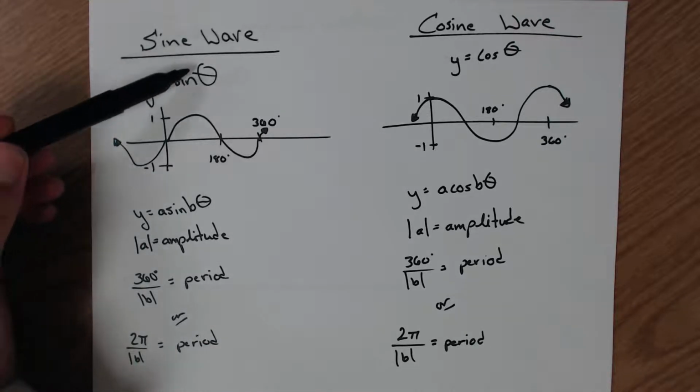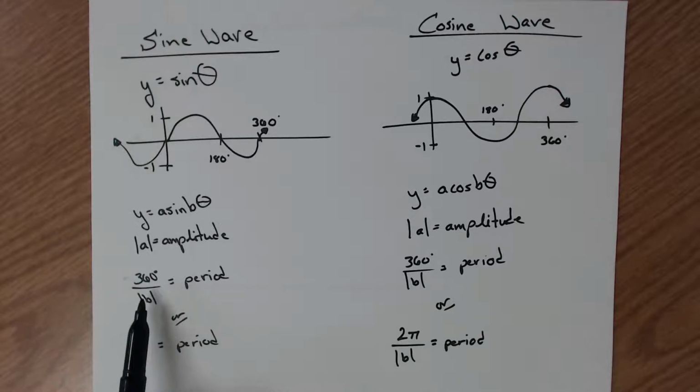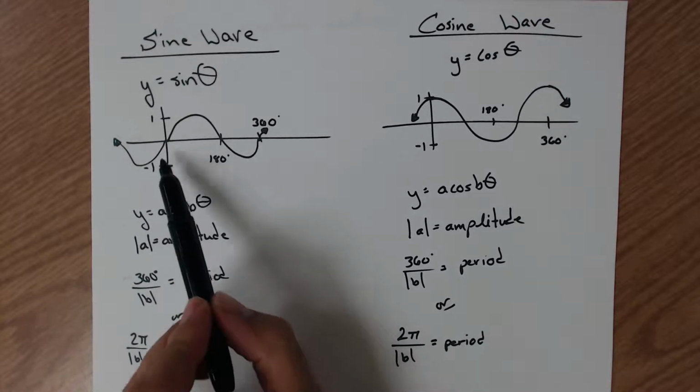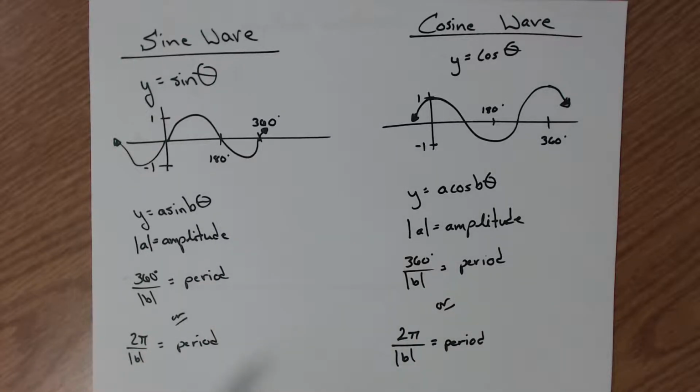On this one here though, you'll notice that our B value would be a 1. 360 divided by the absolute value of 1 is 360, and that's another way we know that the period length here is 360. Another version of that is with radians. So instead of 360 degrees, we use 2 pi radians divided by the absolute value of B, and that also equals your period.